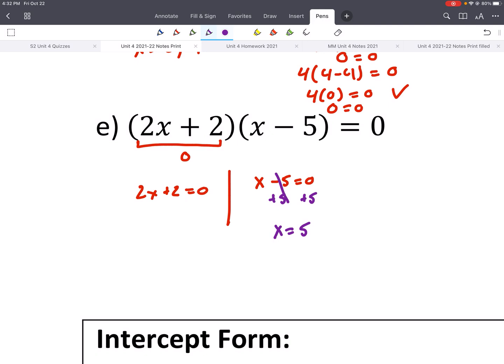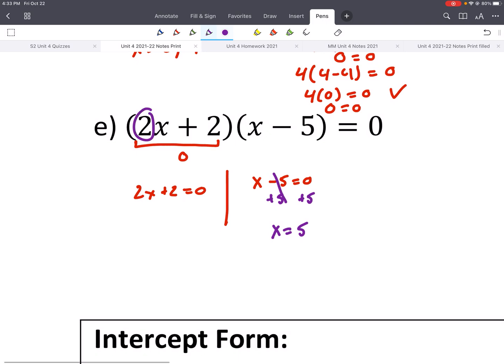For this one, it's not as easy to think about. It's not the opposite of that. If we plug in negative 2, we wouldn't get 0. So now we have a coefficient that's going to mix it up a little bit, but we could still subtract 2, and then we'll divide both sides by 2. So we would end up getting x is equal to negative 1. So those are our two solutions: x is equal to negative 1 and 5.